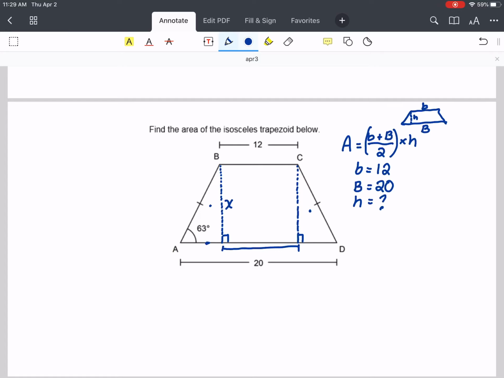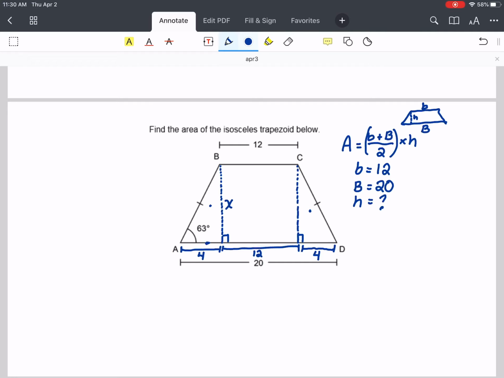So I know that this length from here to here is also going to be 12. This length from here to here, and this length from here to here need to be the same. So I know that both of them together have to equal 20 minus 12, which is 8. So in order to add up to 20, each one has to be 8 over 2, or 4. Okay, so 12 plus 4 plus 4 is 20.